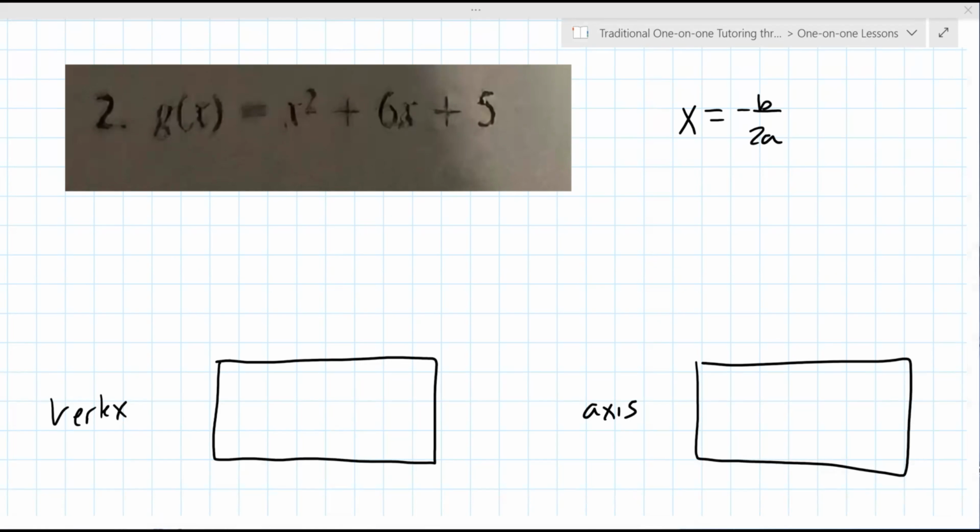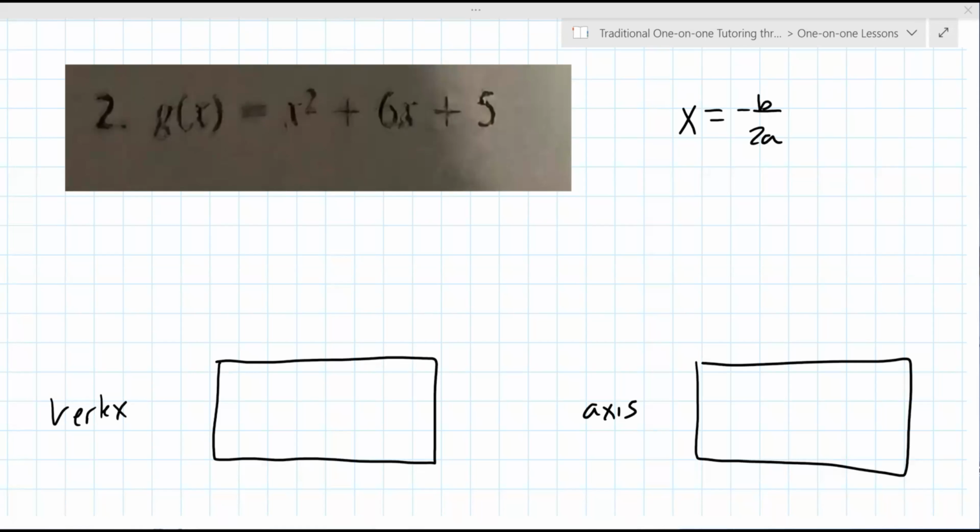Negative times 6 over 2 times 1. X equals negative 3. Nine plus 9 minus 18 plus 5. Minus 9 plus 5. So for my 2 points, I got x equals negative 3 and x equals 4. And then for the axis, or for that line of symmetry, I got x equals negative 3.